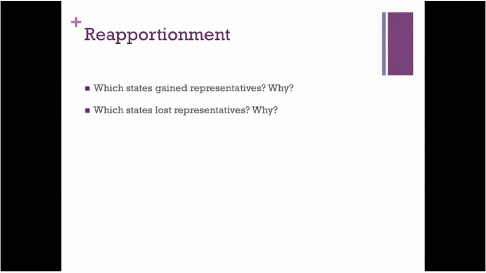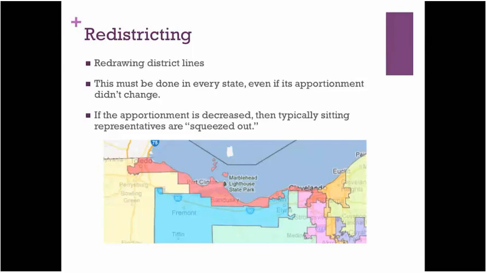All right, before we look at apportionment, let me go on to what would happen next. Once it's decided how many representatives each state should have, then you have to decide on the district lines. So this has to be done every 10 years. You have to redraw the district lines. Now, this must be done in every state. Even if its apportionment didn't change, it could be that there was internal motion within the state.